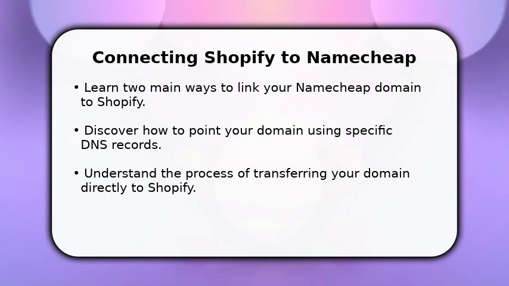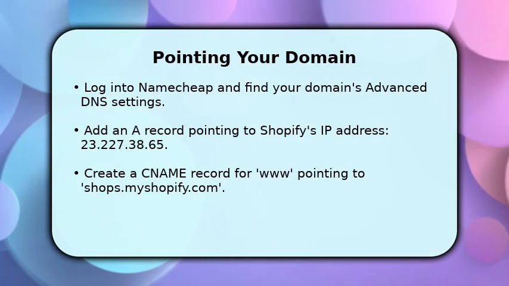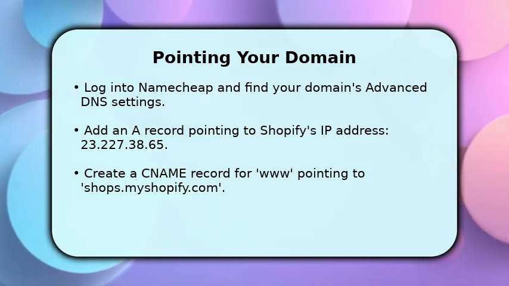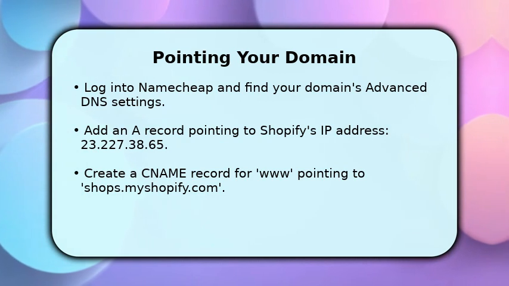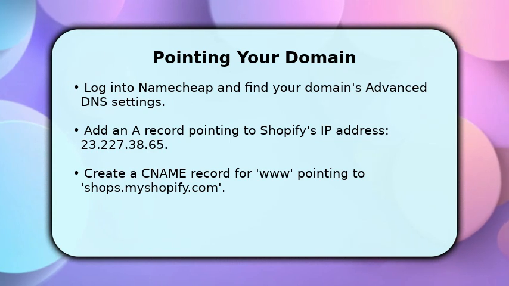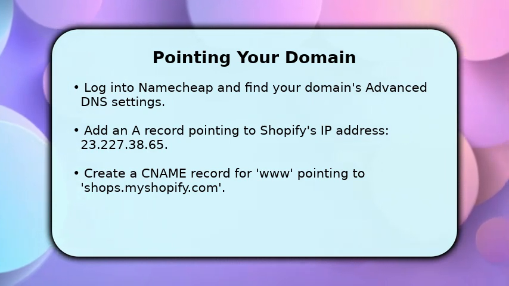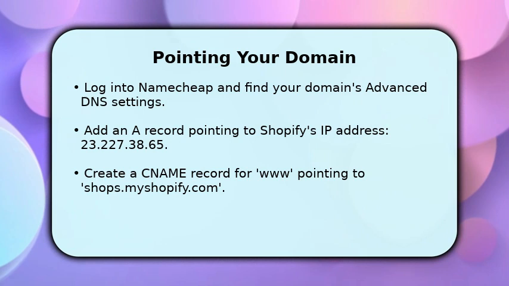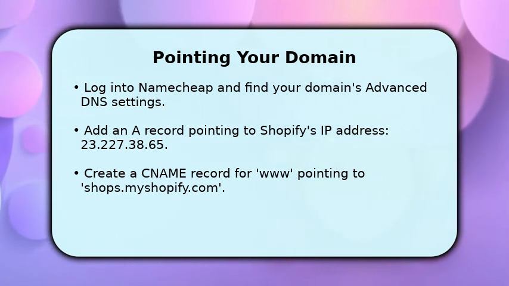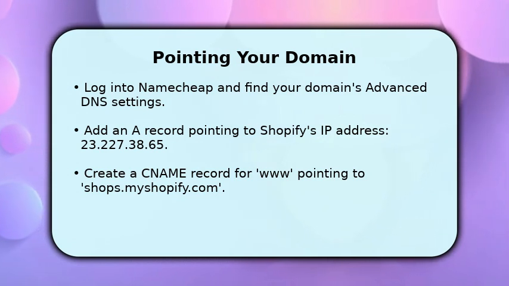e-commerce business with confidence. To point your domain, first log into your Namecheap account and navigate to the Advanced DNS section for your chosen domain. Here, you will add two crucial records. The first is an A record, which should point to Shopify's IP address, which is 23.227.38.65. Next, create a CNAME record for your www subdomain, pointing it to shops.myshopify.com. Remember to save these changes and allow up to 48 hours for global propagation.